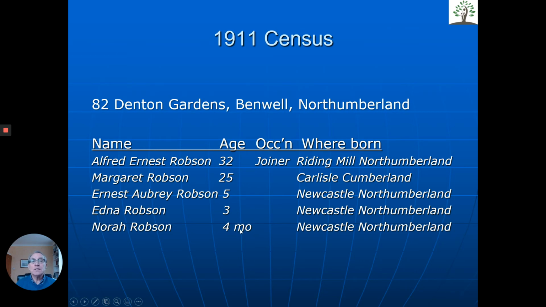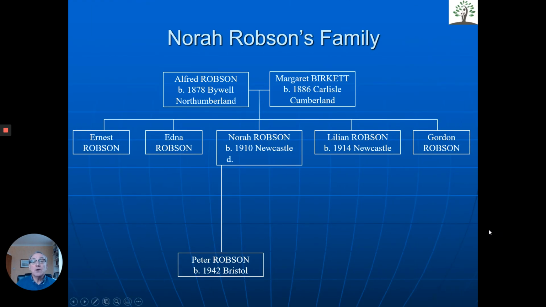If she'd been born 6 months later, we wouldn't have had this vital bit of information to help us break through. And there we are, she's born in Newcastle, lived in the north of England and had come down south at some time. And there are her parents, Alfred and Margaret. So we're getting some information that we can go back in. And let's just look at the family. We went back further in time, but there's Alfred and Margaret, born Alfred Bywells to the west of Newcastle, Carlisle over in Cumberland. And there's Nora and Peter being born.